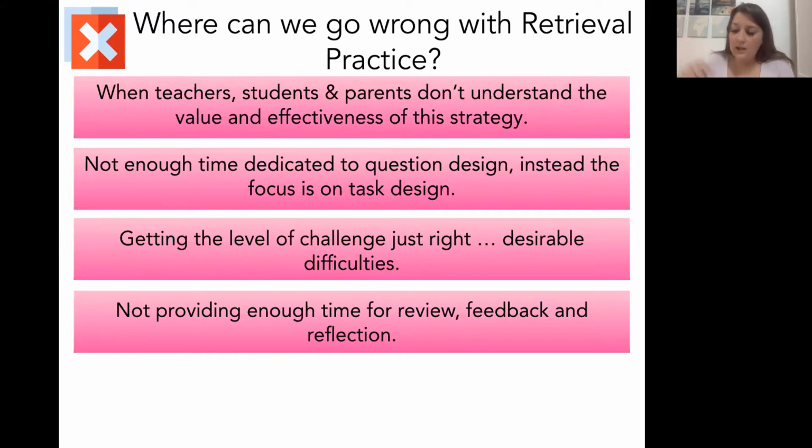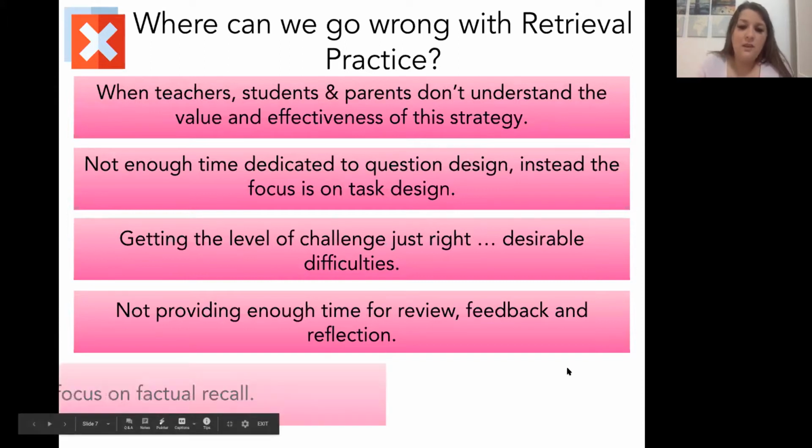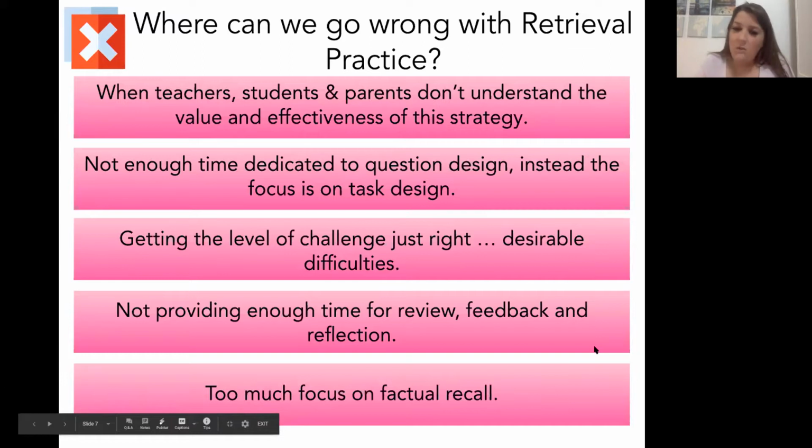Because if you do an online quiz and students have got 12 out of 15 correct, they need to know which answers were incorrect. That number doesn't mean anything really. They need to know which 3 they didn't get right because there's gaps in their knowledge, and they need to know so that they can close those gaps. If we don't provide time for feedback and reflection, then we really won't reap the benefits of identifying the gaps in knowledge. And again, this is very common.